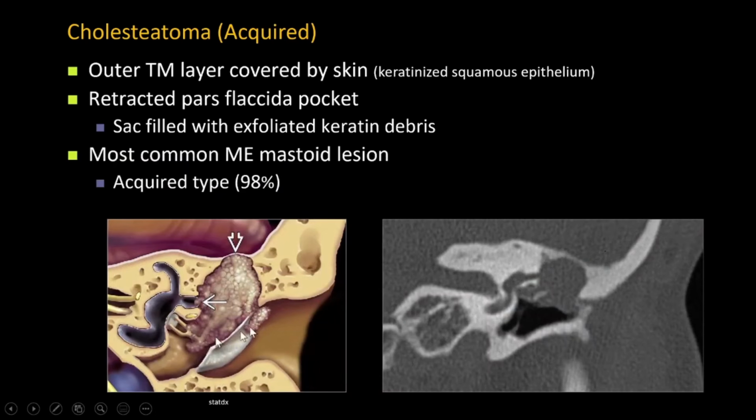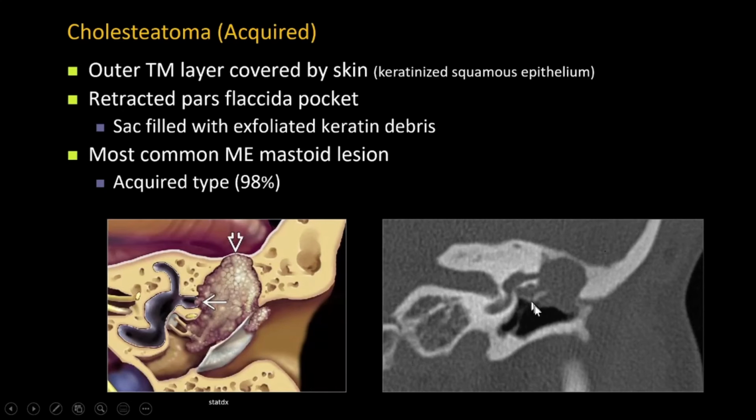This is a nice cartoon diagram from StatDx, just to illustrate the whole thing. There is a breakage or a pocket in the pars flaccida. You can see there is blunting of the scutum. In this case, there's erosion into the lateral semicircular canal and almost erosion through the tegmen tympani.